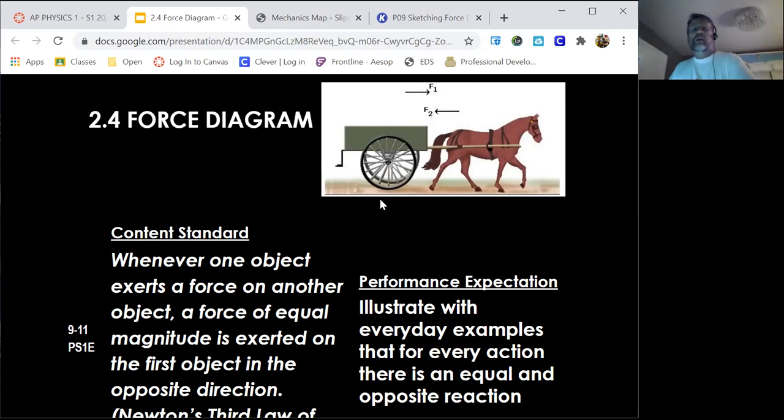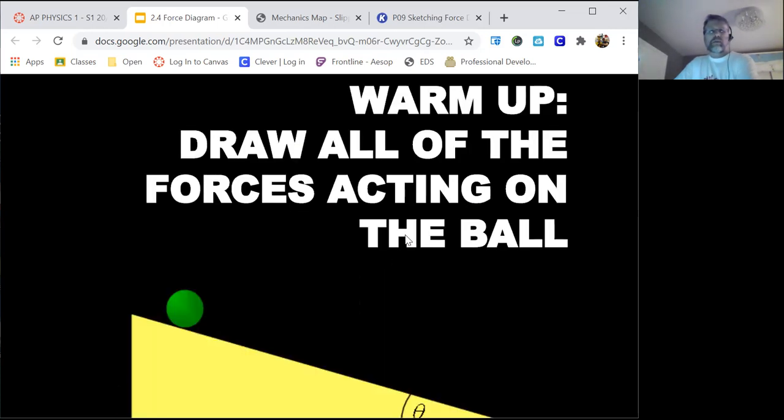Like the horse is pulling on it, friction is opposing motion, gravity is pulling down, the floor is pushing up. Those are the forces we want to start drawing in our actions and reactions and in our force diagrams. So the first example I gave was a ball on a ramp, okay?